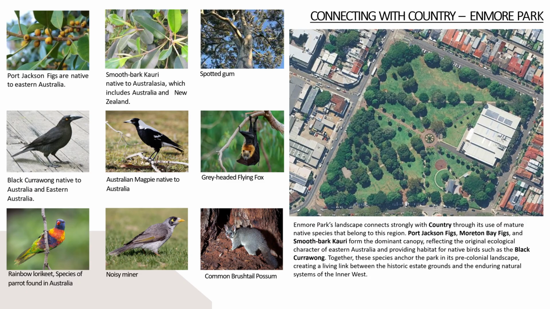Slide 10, Connecting with Country. Enmore Park connects strongly with country through its mature native species such as Port Jackson figs, Moreton Bay figs, smooth bark kauri, and spotted gum. These species support local fauna including magpies, lorikeets, the gray-headed flying fox, and possums. The park becomes a living remnant of pre-colonial ecology, anchoring cultural identity and biodiversity in the inner west.